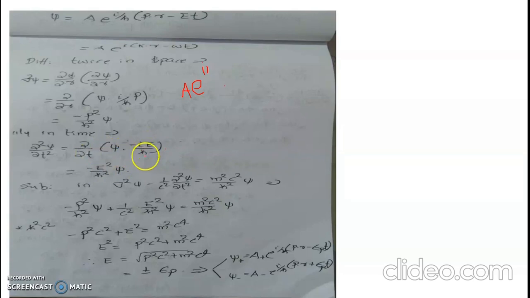So we have (minus iE by ħ) whole squared, which becomes minus E squared by ħ squared ψ. Now we substitute this in the Klein-Gordon equation: ∇²ψ minus 1 by c² ∂²ψ/∂t² equal to m²c² by ħ² ψ.